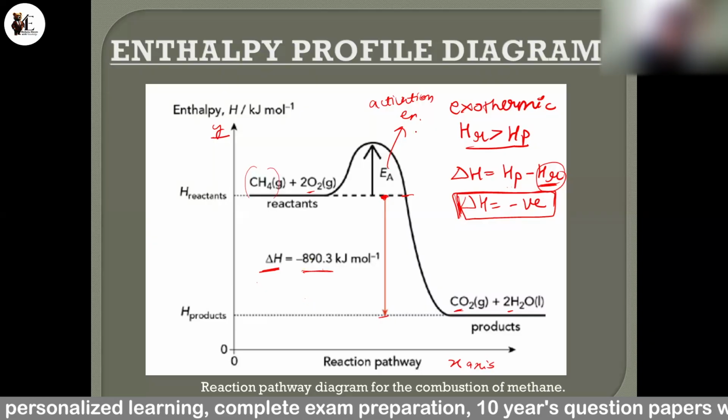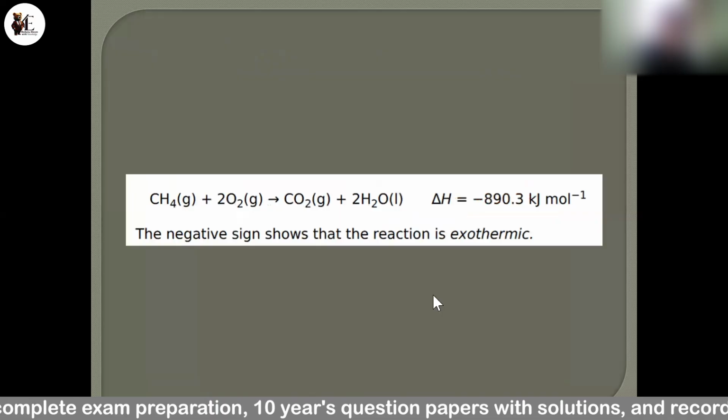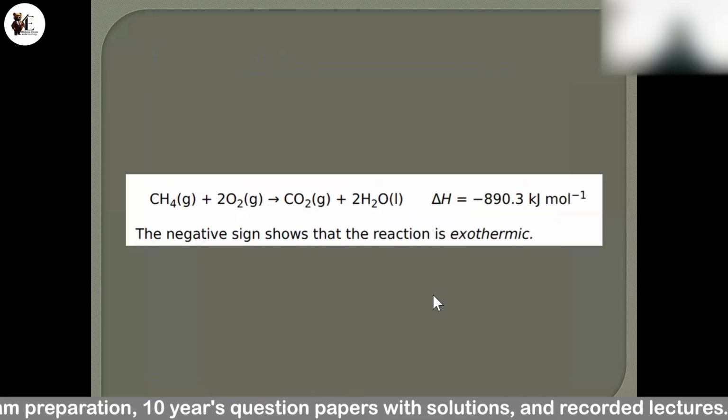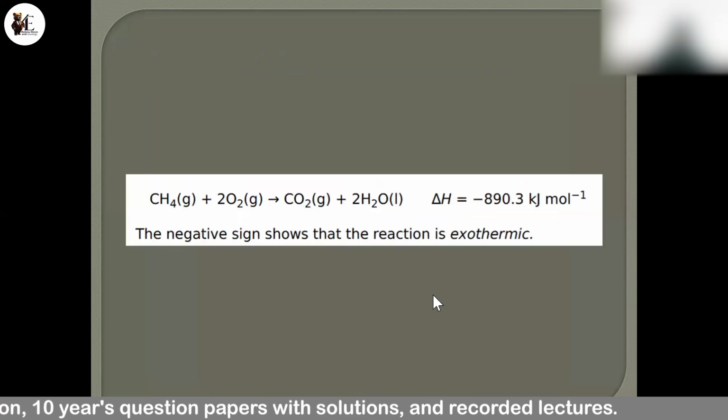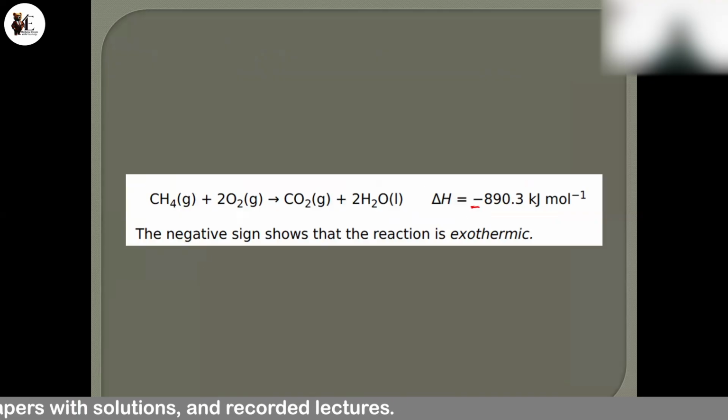Yes. This is for exothermic. So draw it for an exothermic reaction. The combustion of methane is an exothermic reaction. How to know it is an exothermic reaction? By the negative sign of this enthalpy change. If this is negative, it is exothermic, and if delta H is positive, it is endothermic.